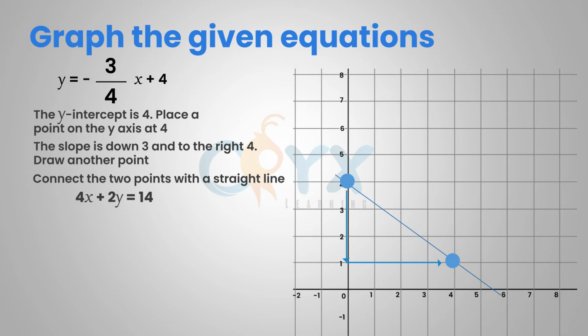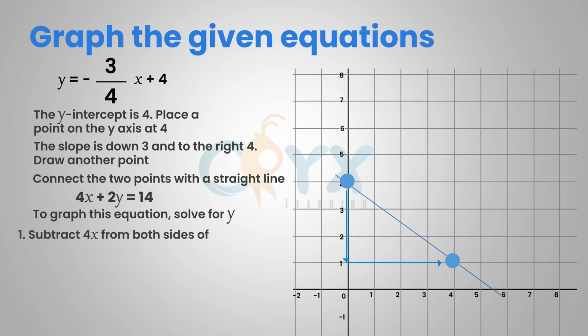For the second line, we have 4x plus 2y equals 14. To graph the equation, we first want to solve for y. In order to isolate the y, I need to subtract 4x from both sides of the equation, which leaves me with 2y equals -4x plus 14. Next, I'll divide both sides of the equation by 2, which leaves us with the equation y equals -2x plus 7.